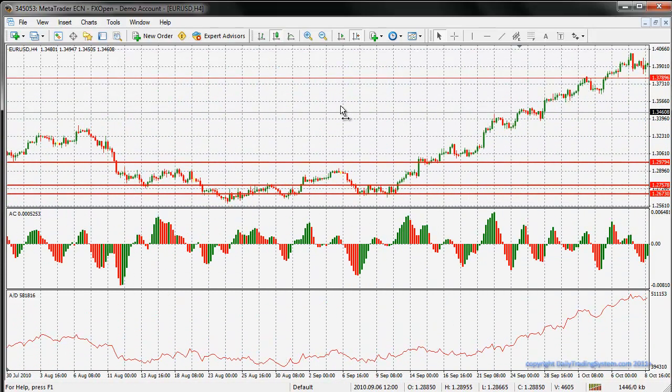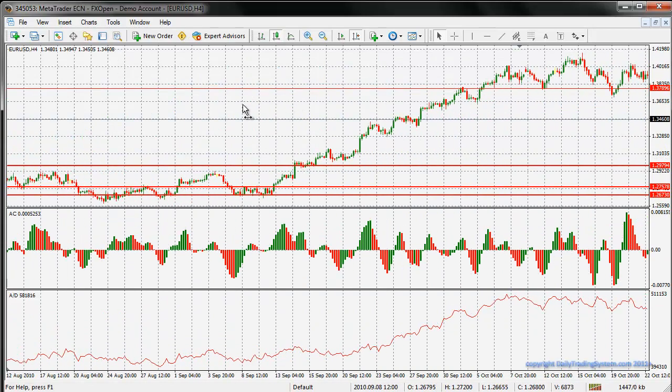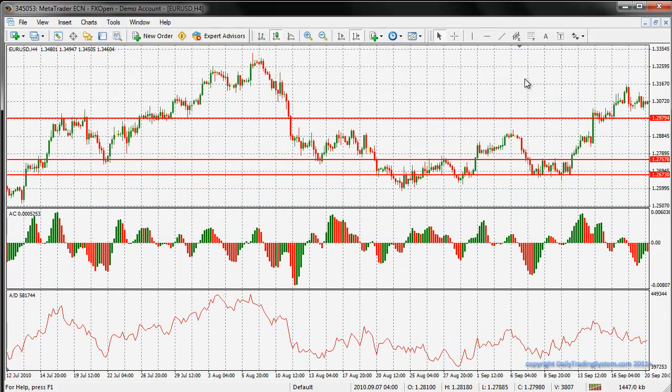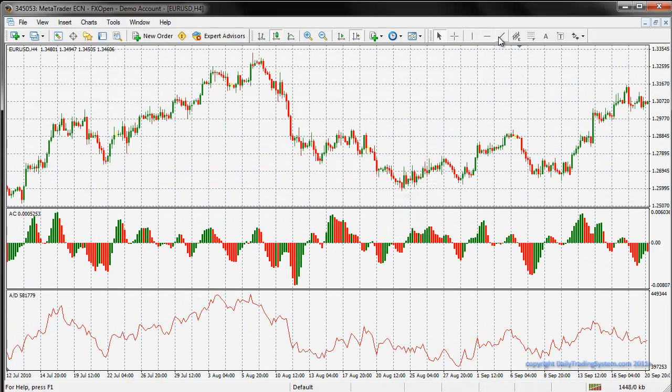Now let's see if we can find another area in the market that we can use to predict a move one way or the other. Let's remove these out of the way for the time being and grab our trend line tool. What we're looking to do is to find the accumulation distribution and place them on the highs.